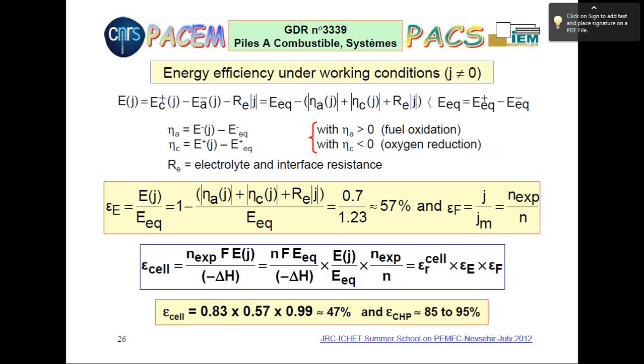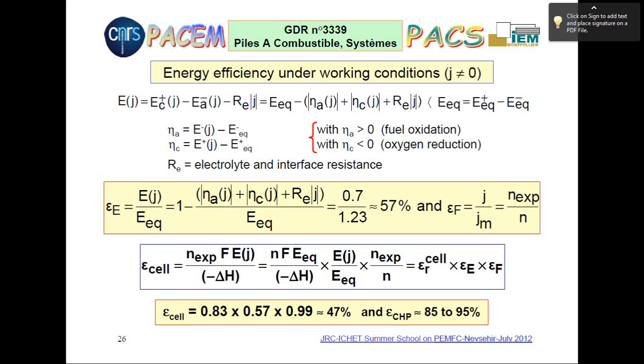So in that case, the Faradic efficiency will be 4/6, 2/3. So you decrease your efficiency by 2/3 because you don't use all the energy of the compound, of the methanol. Okay?